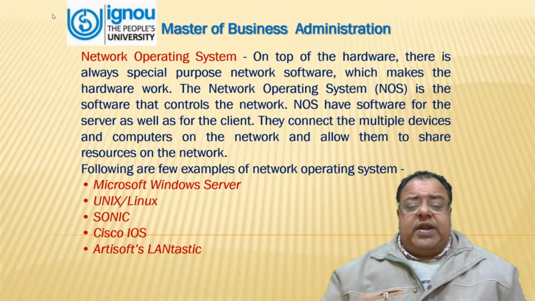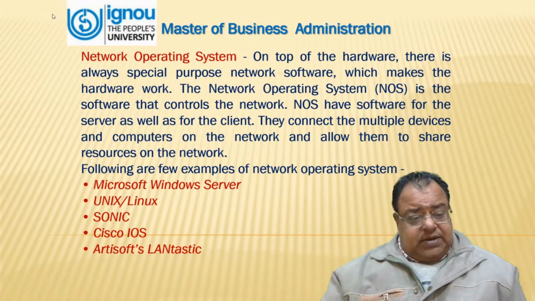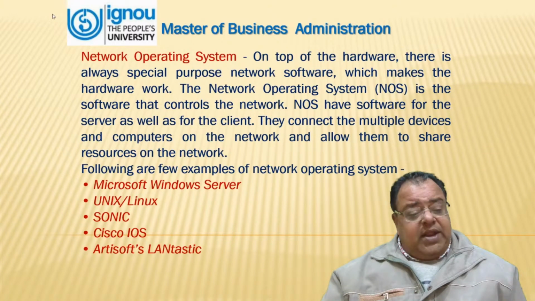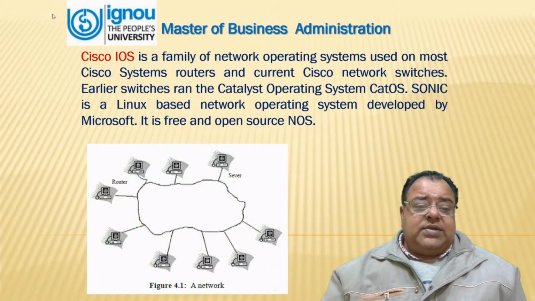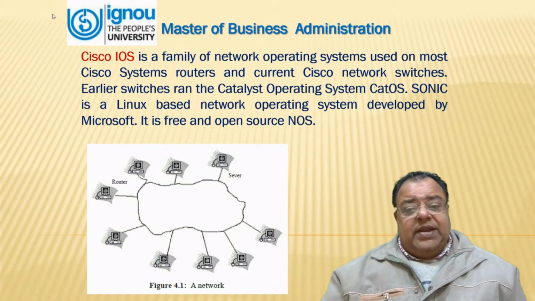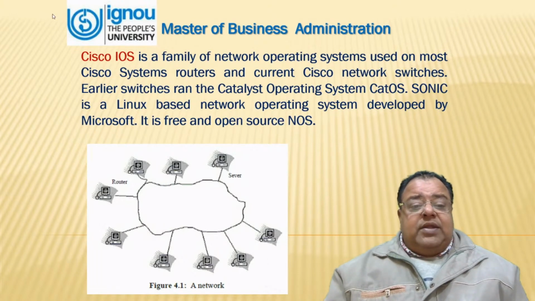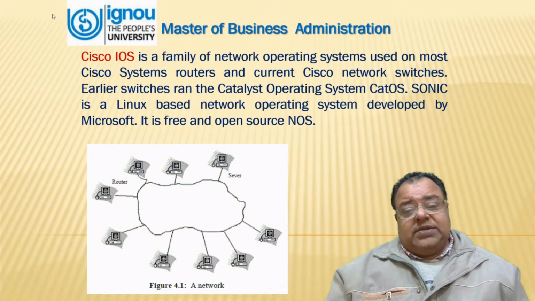Following are a few examples of network operating systems: Microsoft Windows Server, Unix, Linux, SONiC, Cisco IOS, Artisoft LANtastic. Cisco IOS is the family of network operating systems used on most Cisco routers and current Cisco network switches. Earlier, switches ran the Catalyst operating system, that is CatOS. SONiC is a Linux-based network operating system developed by Microsoft. It is a free and open source NOS.